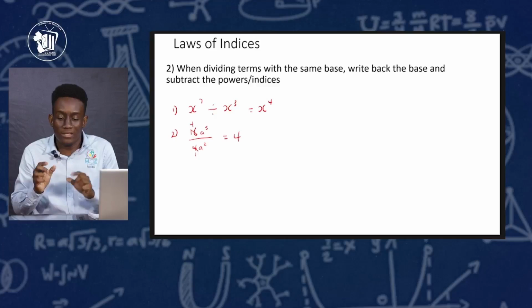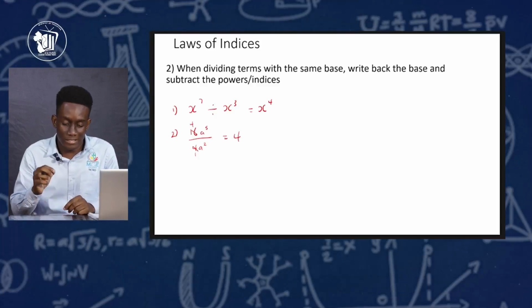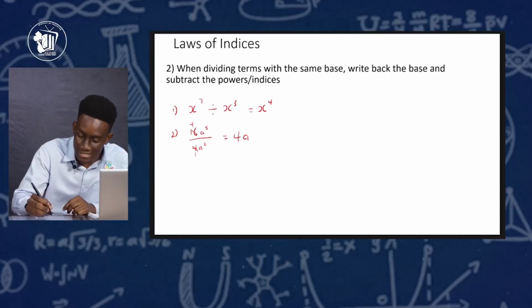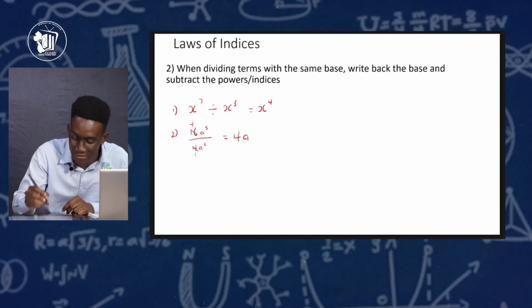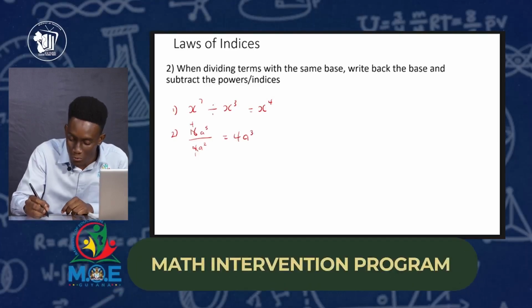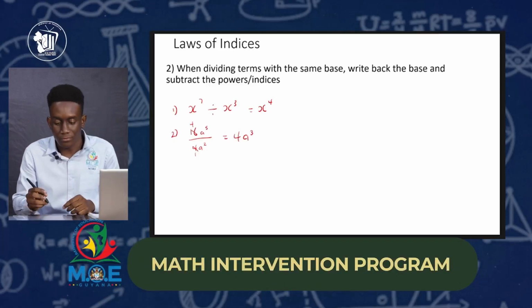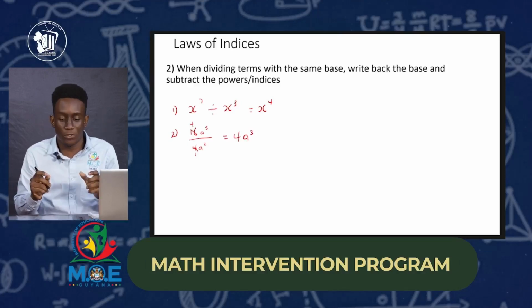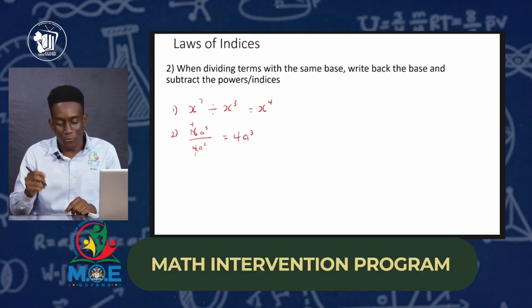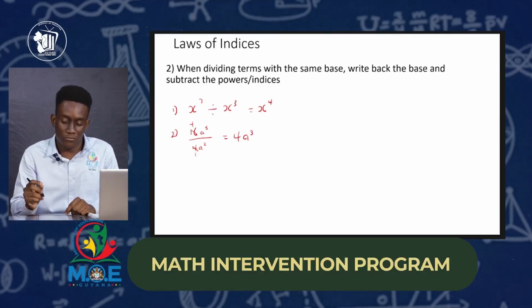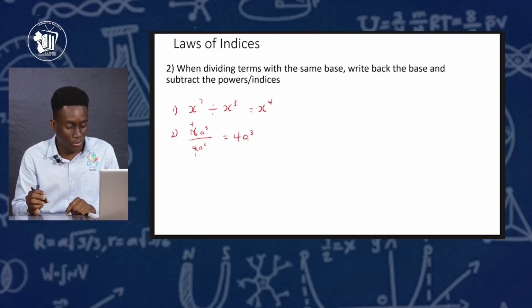And now we have a to the 5th power divided by a to the 2nd power. The bases are the same, so we write back the base, and then 5 subtract 2 will give us 3. So 16a to the 5th power divided by 4a to the 2nd power would give us 4a to the 3rd power.